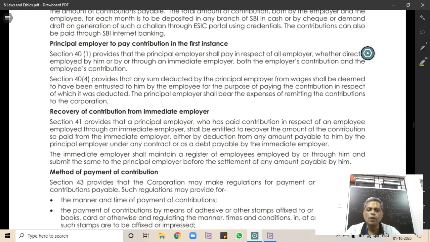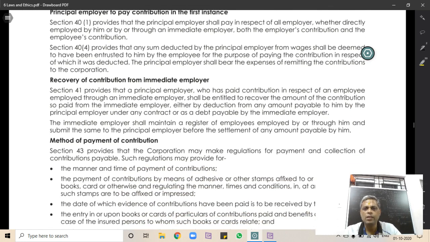Method of payment of contribution. Section 43 provides that the corporation may make regulations for payment and collection of contributions payable. Such regulations may cover the manner and time in which the contribution has to be made, the payment of contributions by means of adhesive or other stamps affixed on or impressed upon books, cards, or otherwise, or regulating the manner, times, and conditions under which such stamps are to be affixed and impressed.